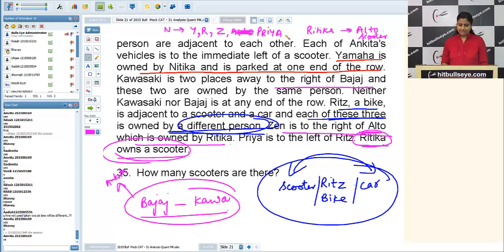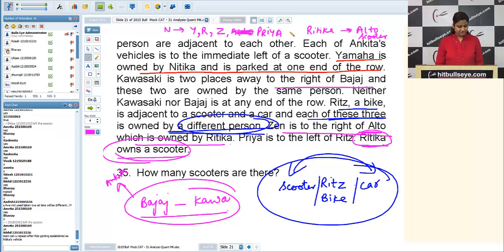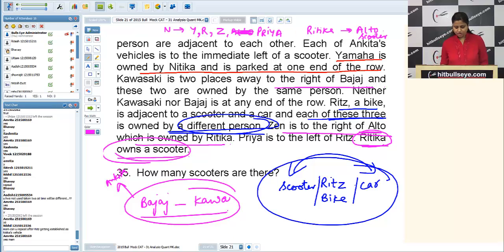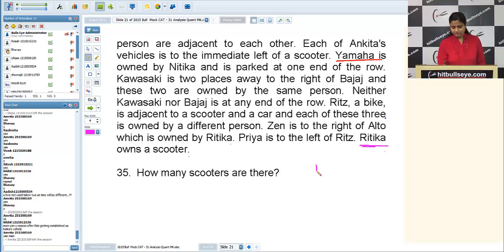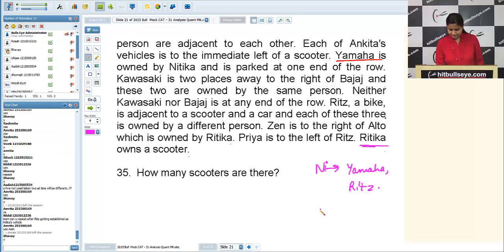You have to take all the directions. You will combine them, then only the set is solvable. Otherwise, moderate level. Yes. Okay. Ritika owns a scooter. Just a second. See, we have solved that Nitika owns a Yamaha and a Ritz. I think the type of Ritz is also given. And Ritika owns Alto, which is a scooter.